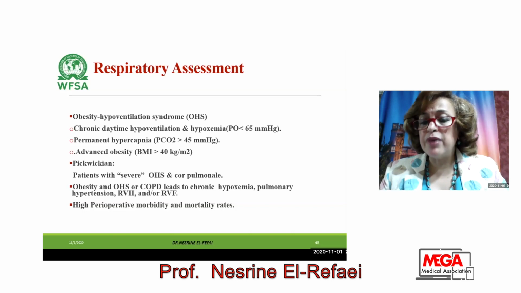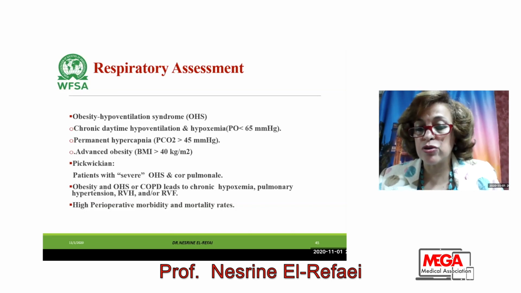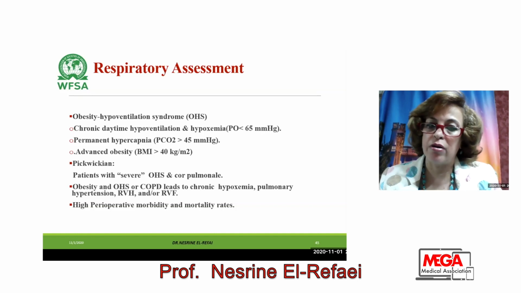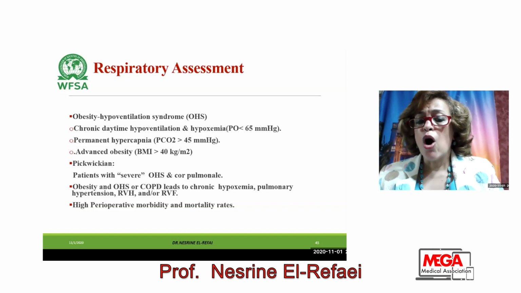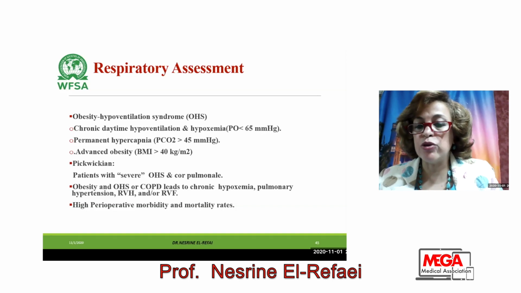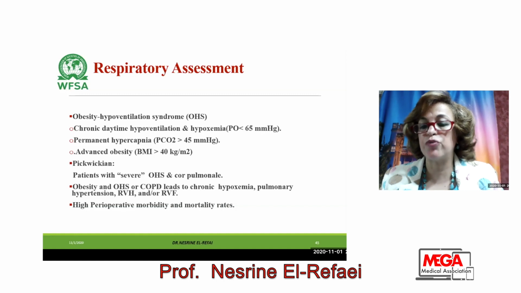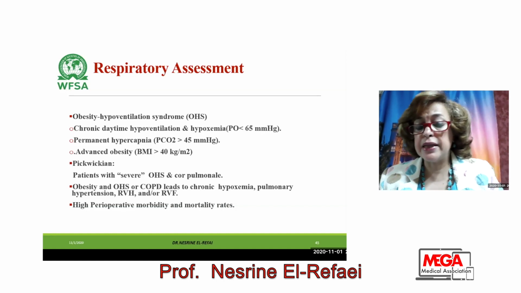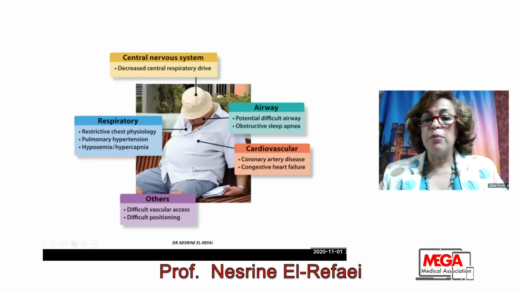These patients have severe obstructive sleep apnea and hypoventilation syndrome with cor pulmonale. Obesity hypoventilation syndrome or COPD lead to chronic hypoxemia, pulmonary hypertension, right ventricular hypertrophy, and end with right ventricular failure. And therefore it has a high perioperative morbidity and mortality rate. Here is the Pickwickian patient.